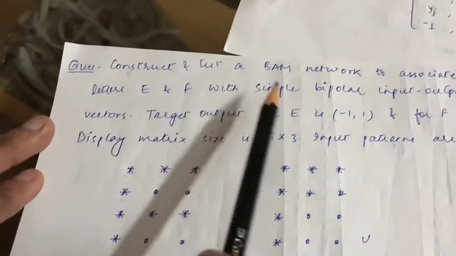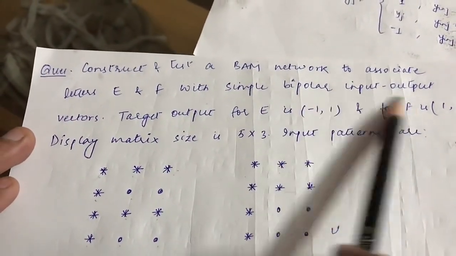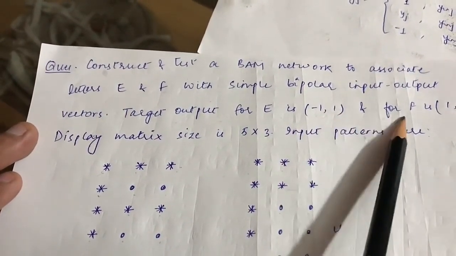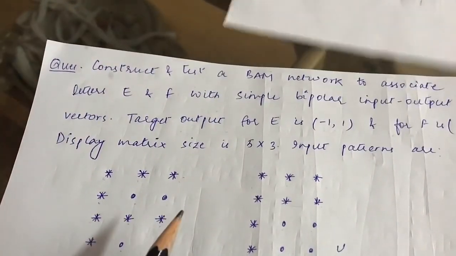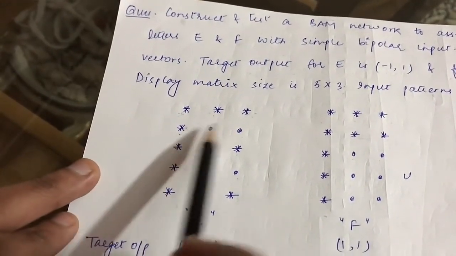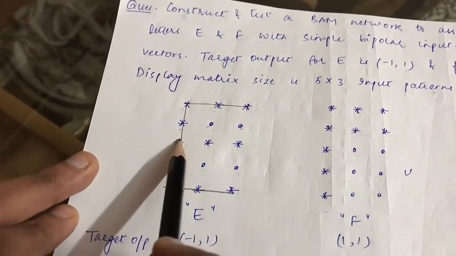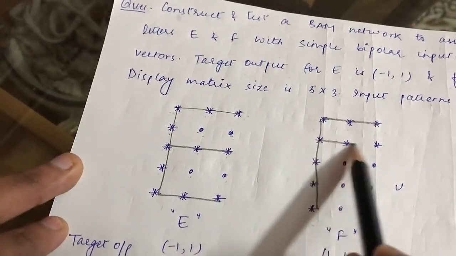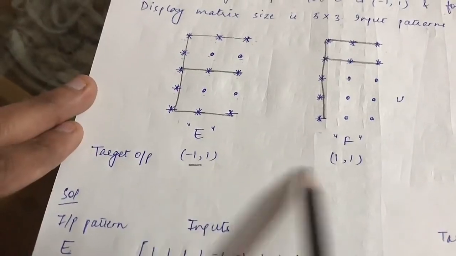Now construct and test a BAM network to associate letters E and F with simple bipolar input output vectors. Target output for E is minus 1, 1, and for F is 1, 1. Display matrix size is 5 cross 3. Input patterns given are these. See this asterisk. Asterisk represents 1 and dot represents minus 1. So we have a pattern something like this. This is E and this is F, where asterisk represents 1 and dot represents minus 1. And target output has been given as minus 1, 1 and 1, 1.